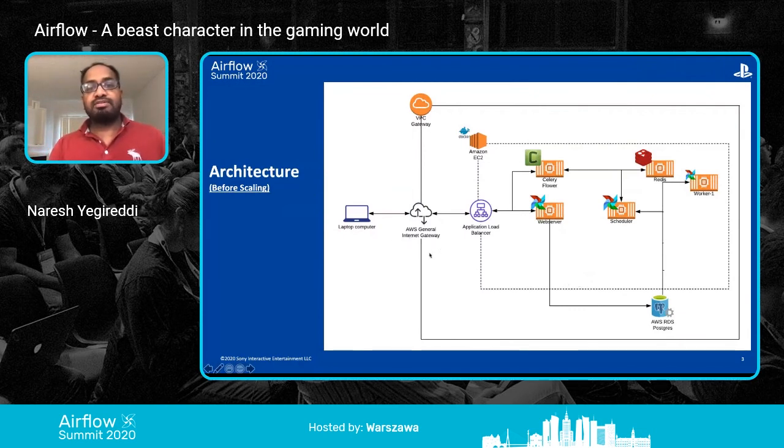So this is the architecture we have. It's pretty simple and straightforward. We have AWS EC2, and I assume you all know the fundamentals and basic information of Airflow. We have the web server, scheduler, Celery, Redis, Postgres and worker. These are all the main services that run. So this is our architecture before scaling.